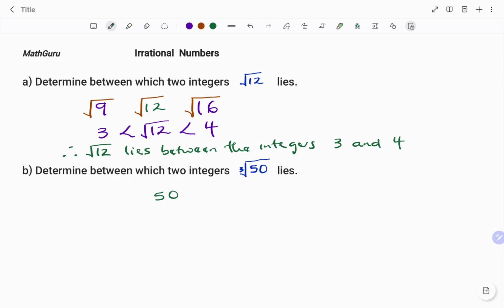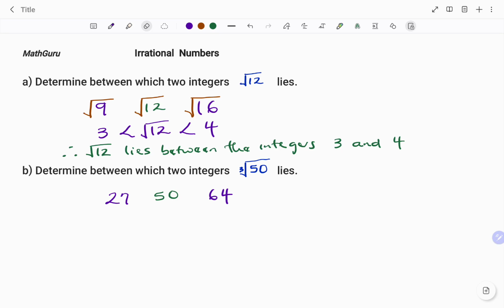Perfect cubes are numbers that you get if you multiply an integer 3 times. So for example, 2 times 2 times 2 will be 8, so 8 is a perfect cube. If I have 3 times 3 times 3, that will give me 27. That's a perfect cube, and so on. I'm going to do that for 4, which is 64. If I do that for 5, that's going to be 125. Because I want the ones that are immediately less than and greater than 50, I'm going to use 27 and 64.